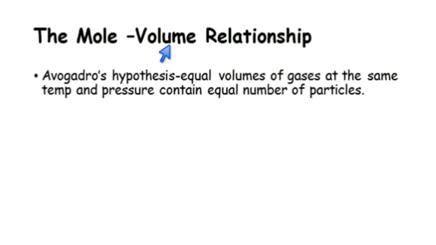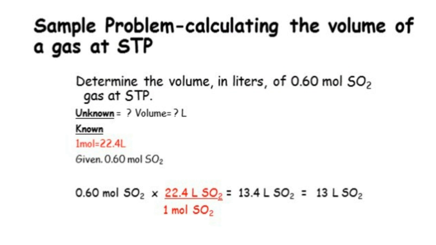Now, the last one is mole and volume. Avogadro's hypothesis: equal volumes of gases at the same temperature and pressure contain an equal number of particles. When you're given a gas, when they talk about volume, that's in liters. This one is easy because you don't have to add up grams. For everything, when they talk about liters, 1 mole equals 22.4 liters.